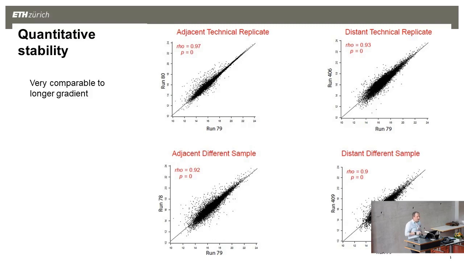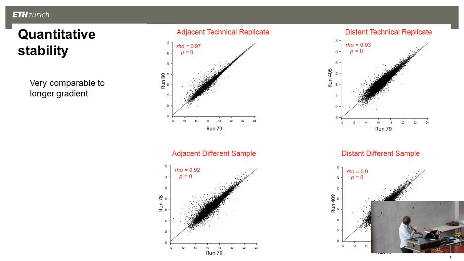What about quantitative stability? Evan plotted here the Spearman correlation for some different kinds of replicates. If you have an adjacent technical replicate, these are the protein abundances for a few thousand proteins. This is run 79 and run 80, which are adjacent technical replicates, and we get very good Spearman correlation, on the order of 0.97.